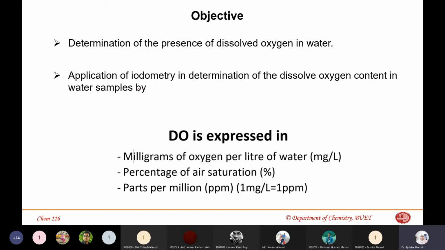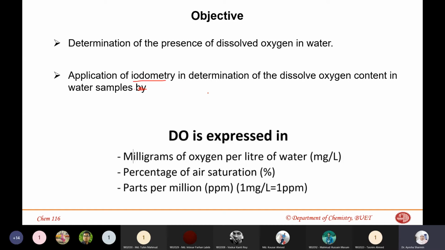Just water samples. You don't have to write it. Okay, so this is the application. The main objective is to actually determine the amount of dissolved oxygen content. However, we are going to do it by applying iodometry.